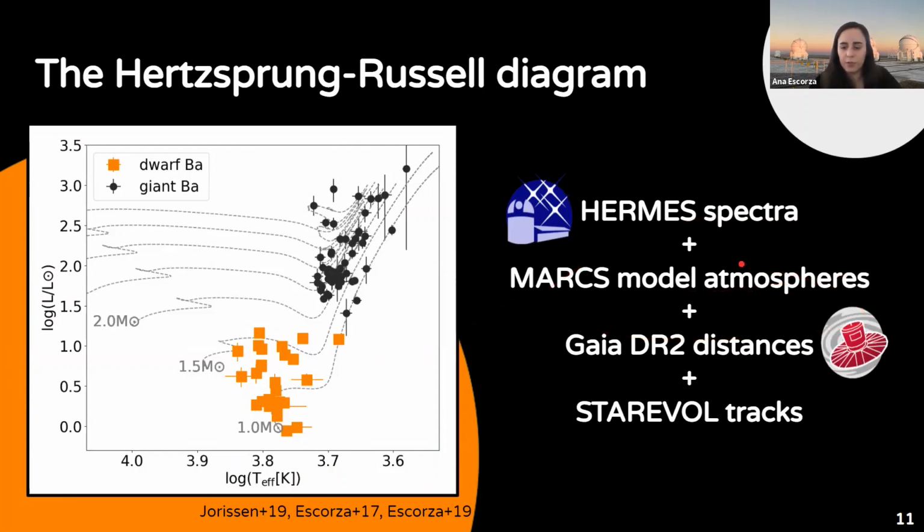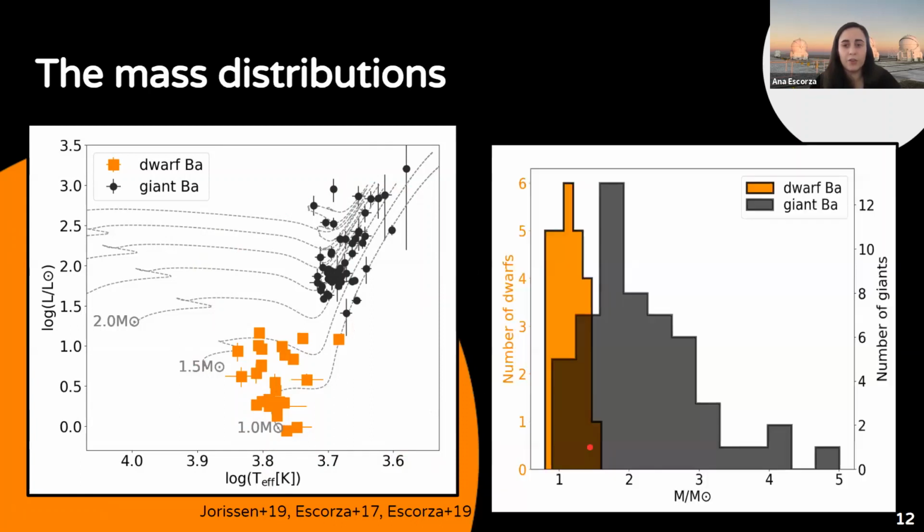We did this with MARCS model atmospheres. And then we used the Gaia distances in order to get the luminosity and be able to plot them on the HR diagram. Finally, by comparing their location on the HR diagram with a grid of stellar evolutionary tracks, we determine the mass of these objects as well.